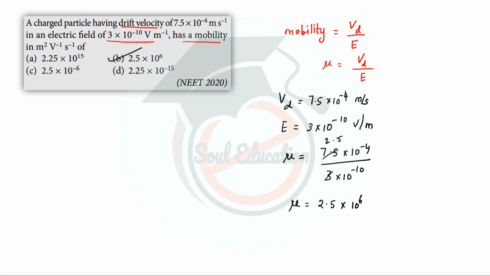So 2.5 into 10 to the power of plus 6, that is my correct answer. Its unit is meter square volt power minus 1 second power minus 1. This is my unit for mobility, so make note of the unit also.